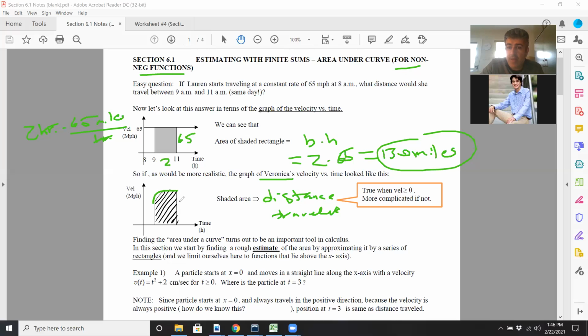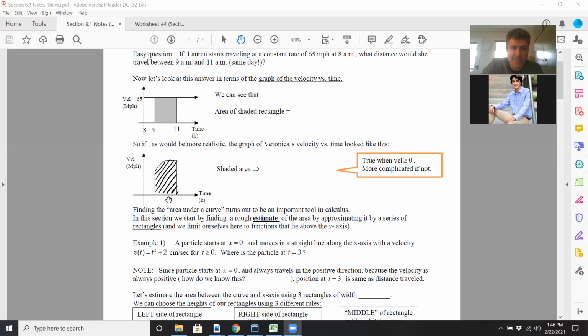But still, this is distance traveled when you look at this, because remember, the area of a rectangle is base times height. My base is going to be time. My height is the y-coordinates, which is velocity. And so that's going to represent distance. Whenever you took your speed times time, that gives you distance. It was easy to do for Lauren, a little hard to do for Veronica because her speed is not constant the whole time.